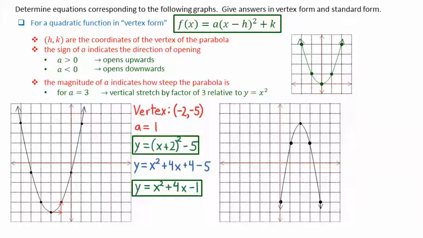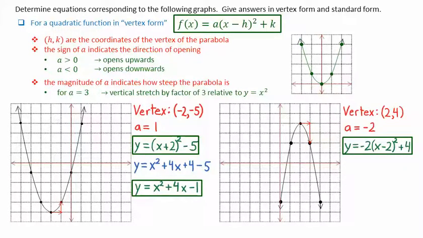For the second graph, here the vertex is at 2, 4. In this case, as you move right 1 from the vertex, you'd have to go down 2 to get to another point on the parabola. This corresponds to an a value then of negative 2. We then have our equation in vertex form, y equals negative 2 times x minus 2 all squared plus 4.